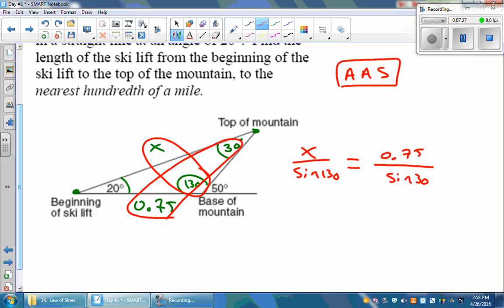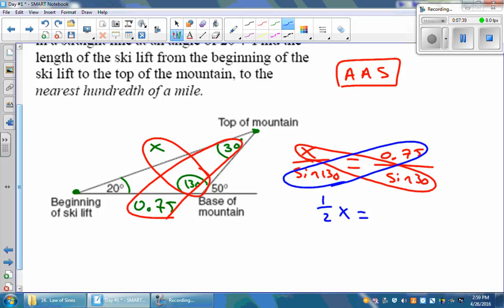Once I have my fraction equal sign fraction, again, I can go ahead and cross multiply. I'll take x and multiply it by the sine of 30. Now, as we've said, we know the sine of 30 is a half, so that's really going to be 1/2 times x is equal to, and then I'm going to take 0.75 and multiply it by the sine of 130. So 0.75 multiplied by the sine of 130 degrees.